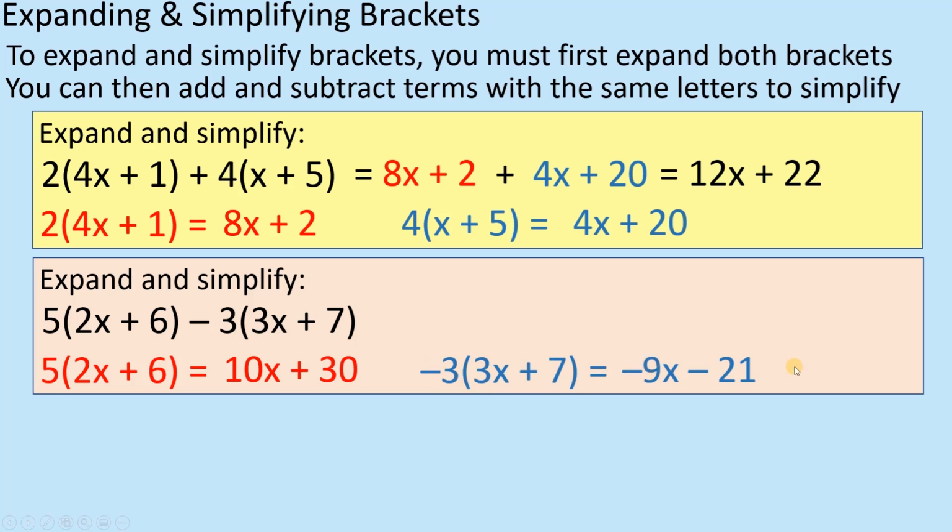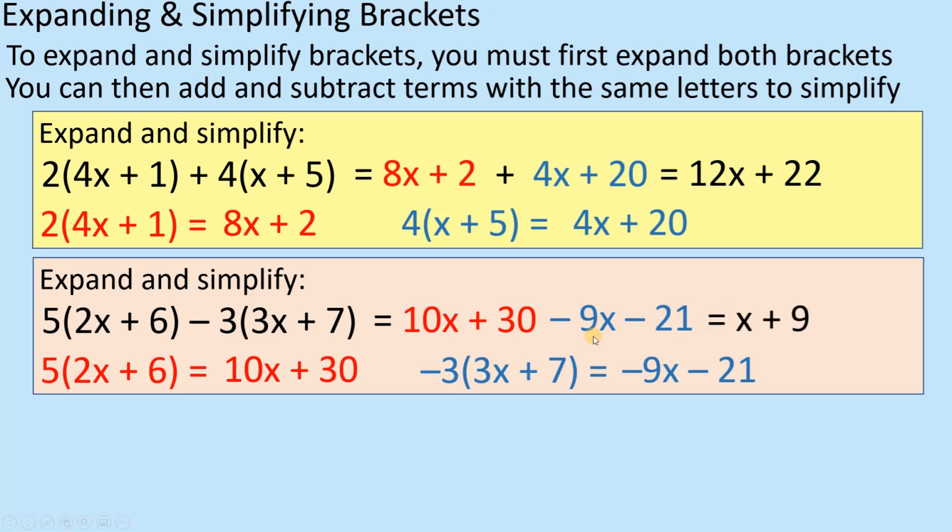Right, so I'm going to put them down now together. So we've got 10x plus 30 minus 9x minus 21. That's what I had written down, and this is what I need to now simplify. So I've got 10x take away 9x. Well, that's going to leave me with 1x or just x. And 30 take away 21 is going to give me 9.